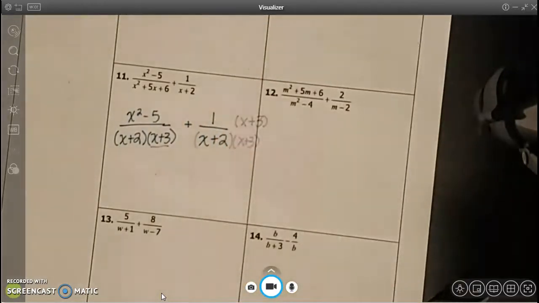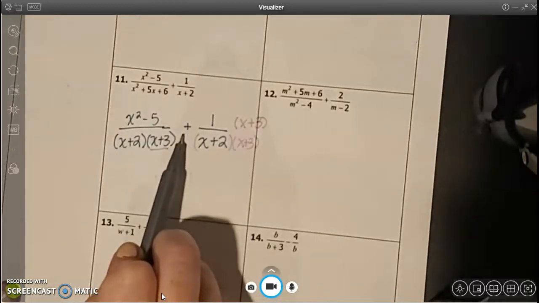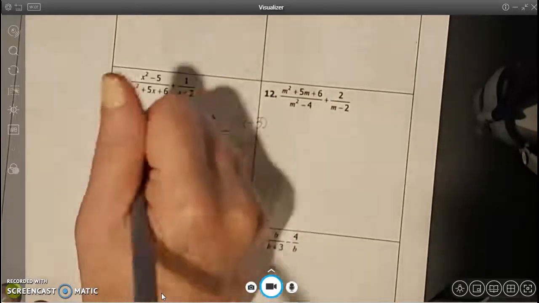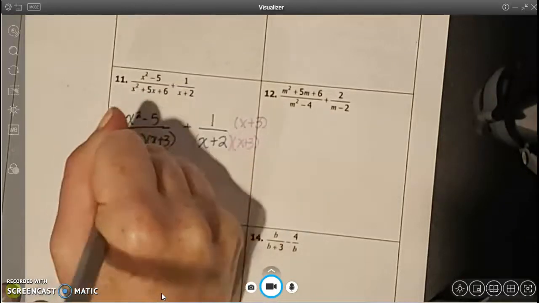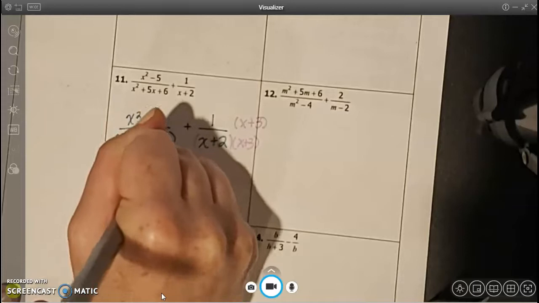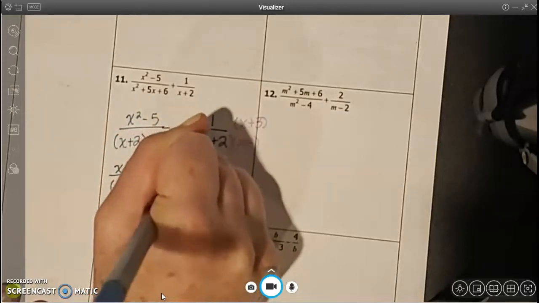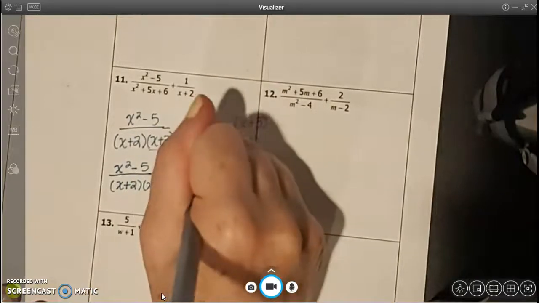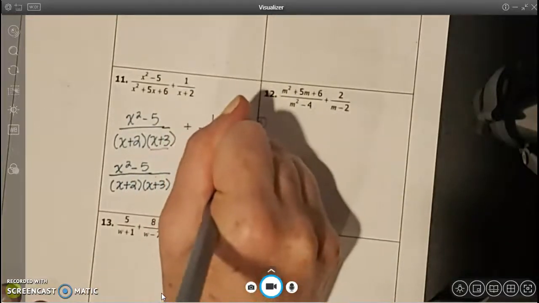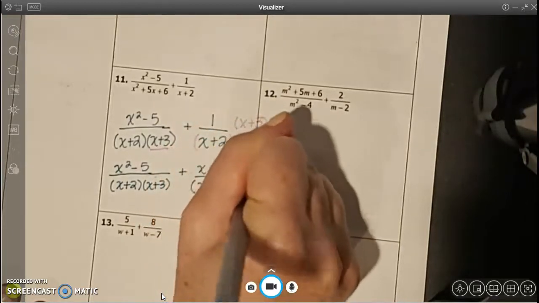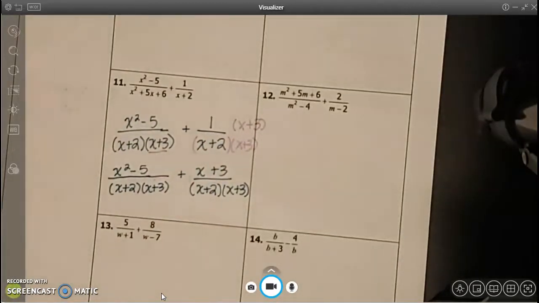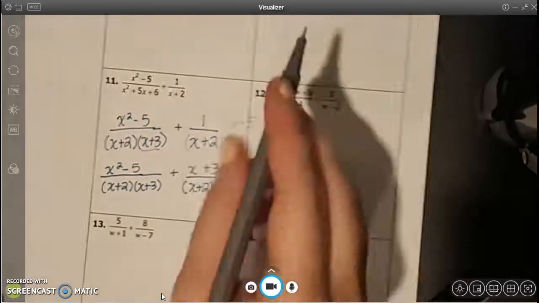So here I have x squared minus 5 plus 1 times x plus 3. I'm going to rewrite it as x squared minus 5 all over x plus 2 times x plus 3. You can go ahead and leave that factored. Plus 1 times x is x, and 1 times 3 is 3, all over x plus 2 times x plus 3. Now that I have common denominators, I'm just going to combine my numerators. There's nothing to combine with x squared.